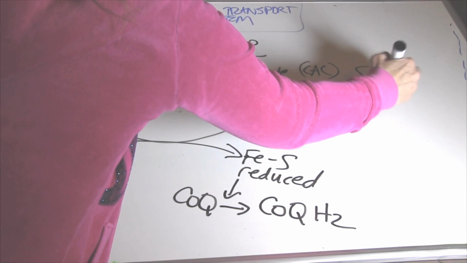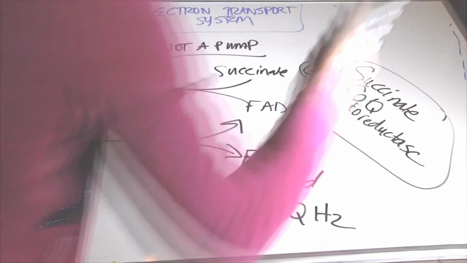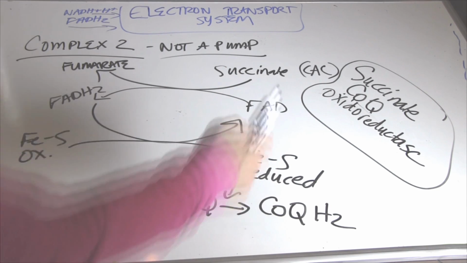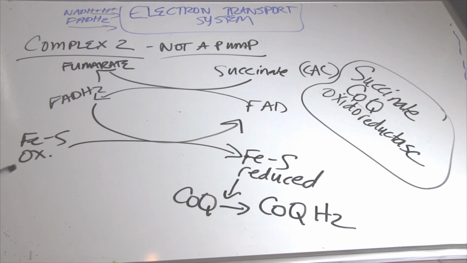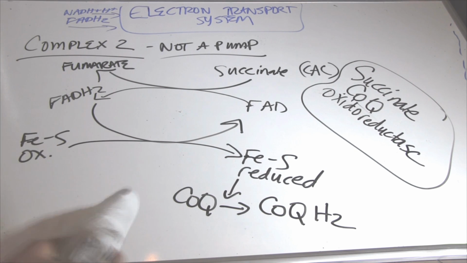This enzyme we're going to rename. When we're talking about the ETS, because we're adding this, we're going to refer to it as succinate coenzyme Q oxidoreductase. This is complex 2. It is not an electron pump. It doesn't have enough energy to do so. So this is all it is. So it's still going to be giving 2 electrons to coenzyme Q, just like the complex 1 did from NAD.